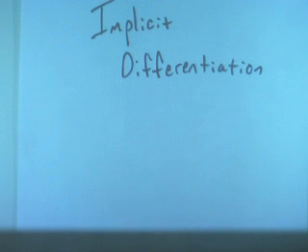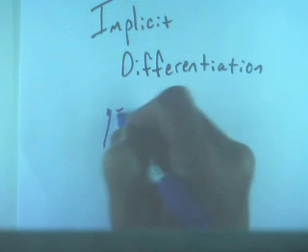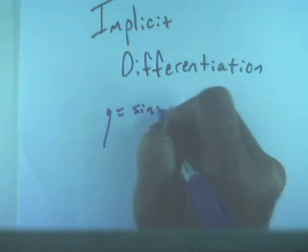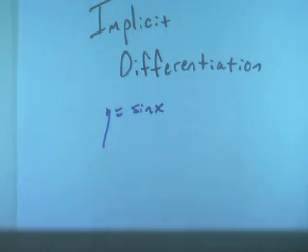In this discussion, we'll introduce the topic of implicit differentiation. Up until now, when we've differentiated a function like, say, y equals sine of x, that is explicitly defined. Sometimes, however, a function is defined implicitly.